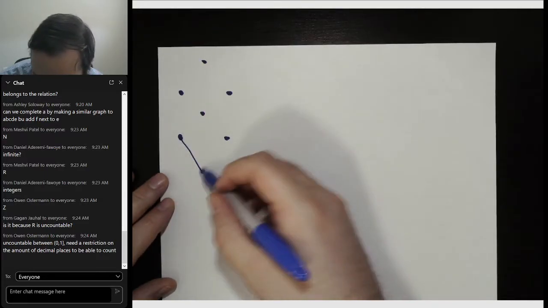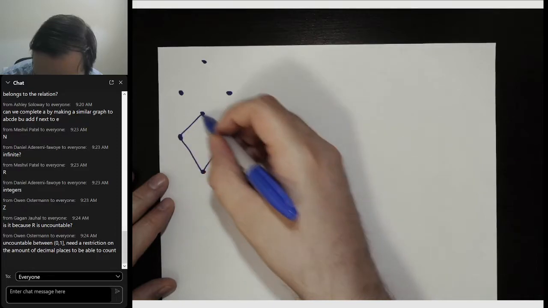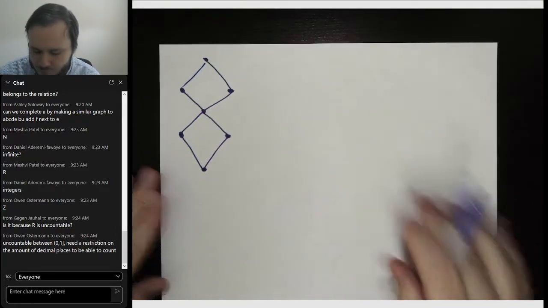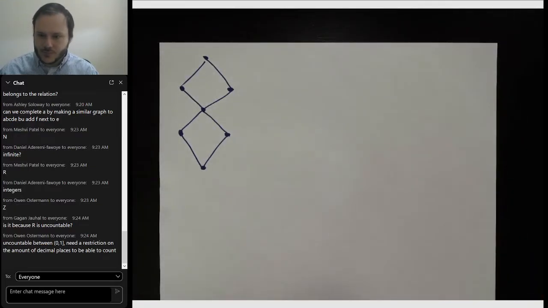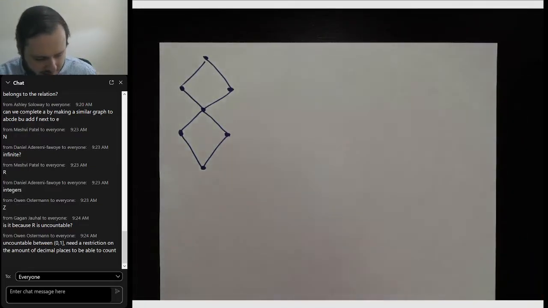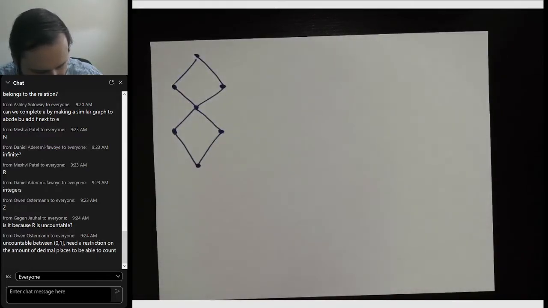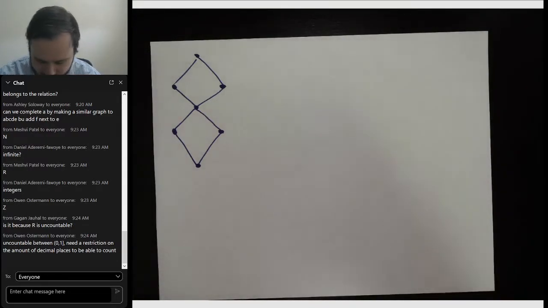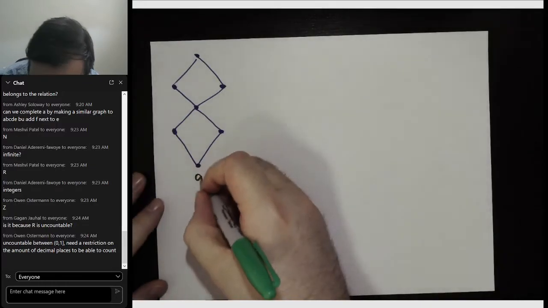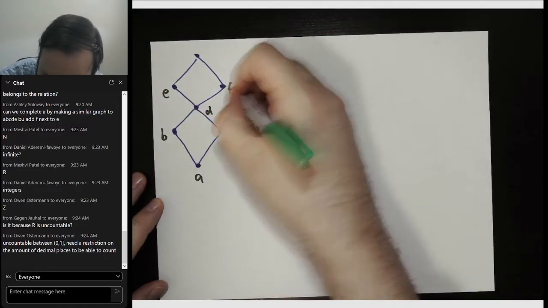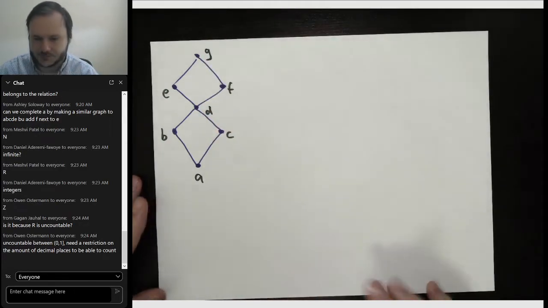So here's a Hasse diagram. And if I take two elements, I guess I should label these. So let's call this A, B, C, D, E, F, G.